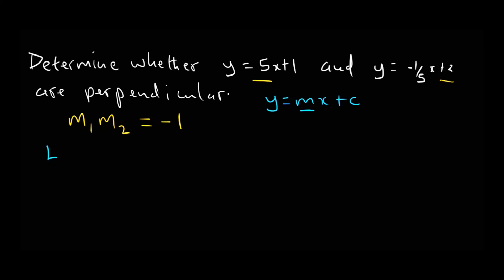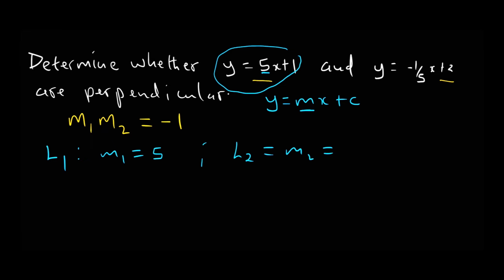So for the first line, m1, that is this line, m1 is 5. And then for the second line, the gradient is this, negative 1 over 5. So if they're perpendicular, then m1, which is 5, times negative 1 over 5 is negative 1, which is true.